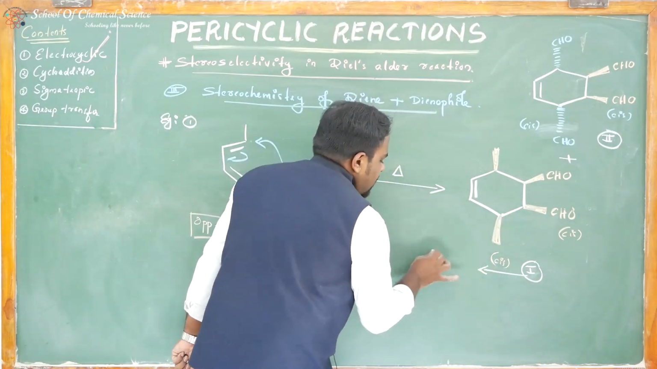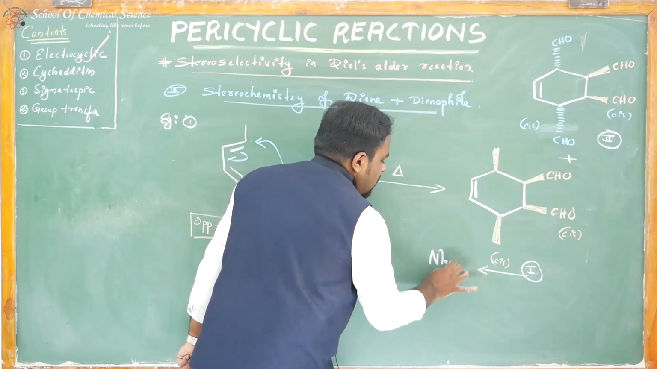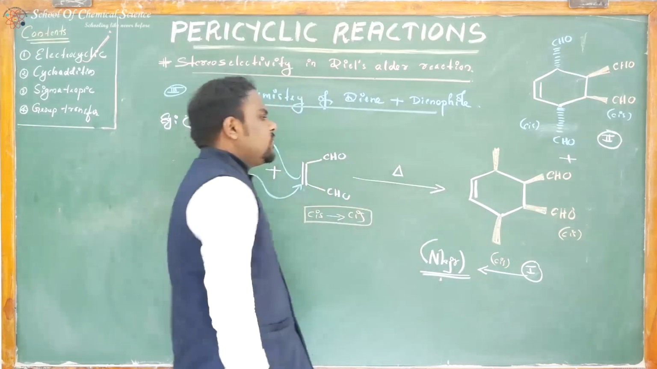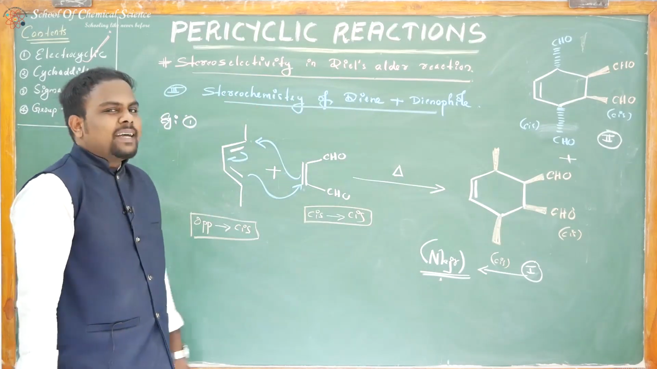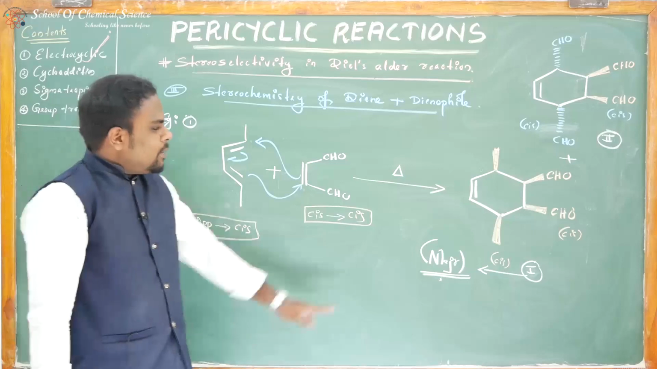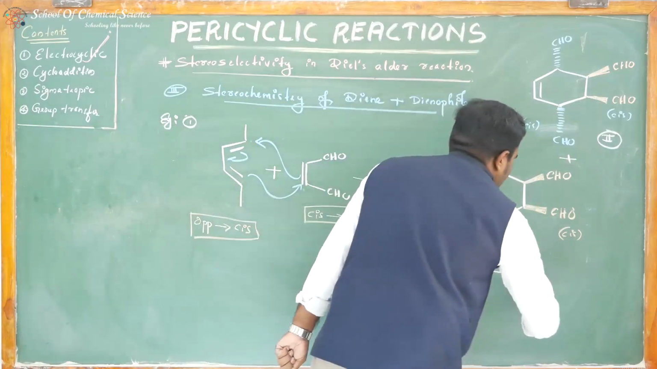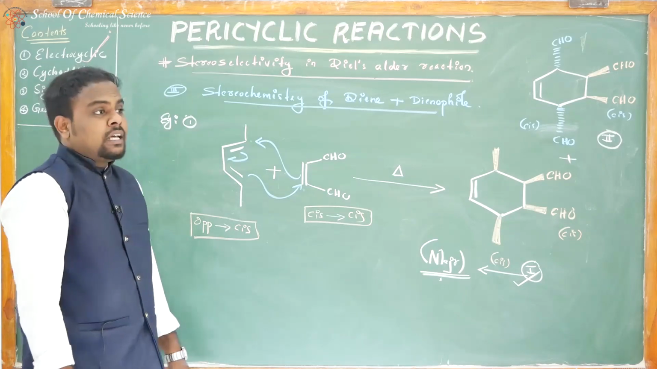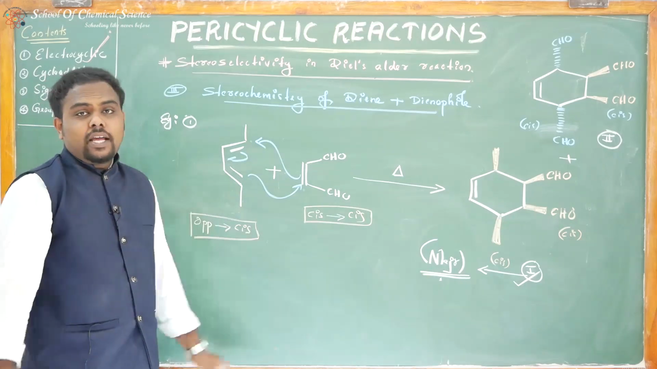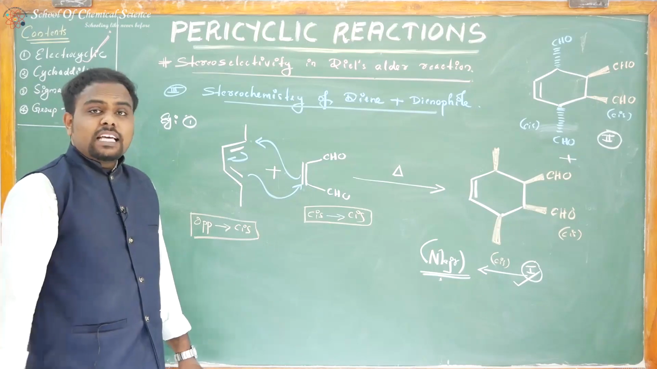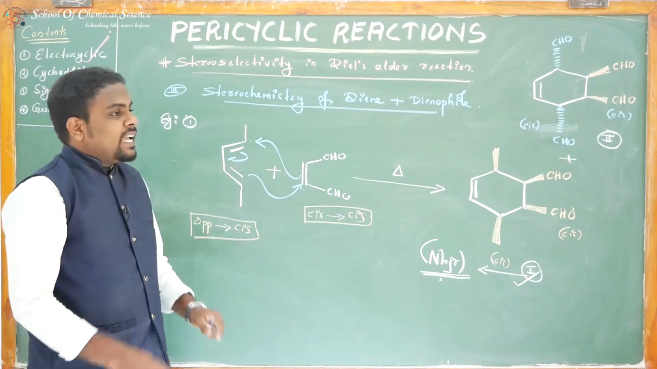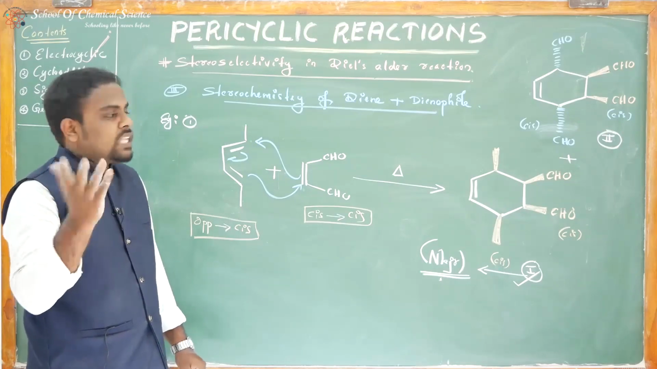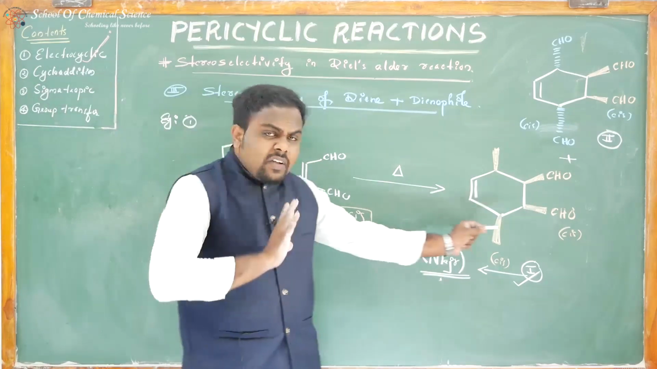This product 1 is the major product. This product 1 will be the major product. Okay, product 1 will be the major product. How you can explain this? The explanation is very complicated. I think you studied about the explanation in the PG classes. But I will give you some tips or some short tricks to identify the stereochemistry.